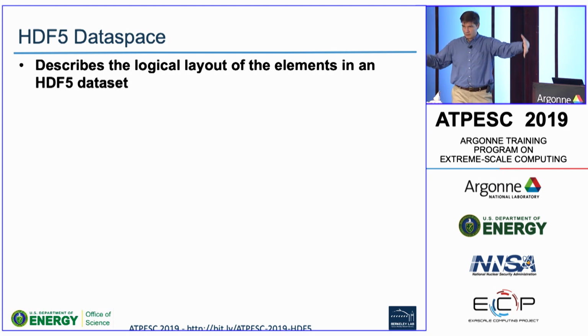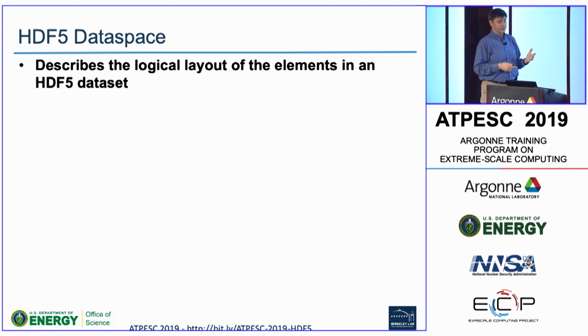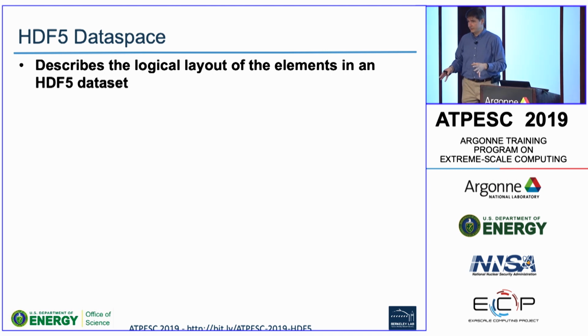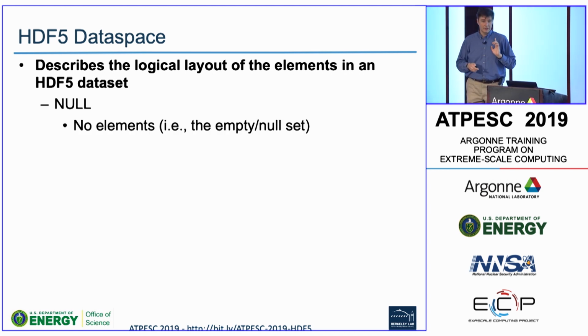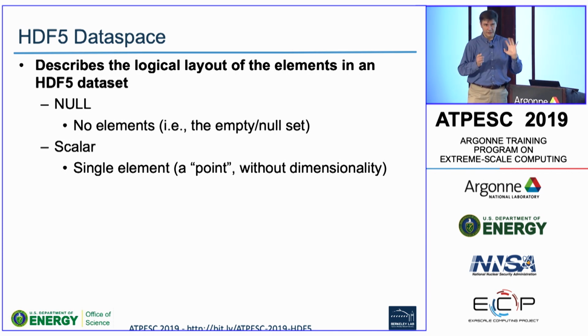Taking that apart, what's this data space idea? It describes the logical layout of the elements in that data set. All HDF5 data sets are fundamentally arrays. There are a couple of degenerate forms of that. You can have data spaces that are null, the empty set. Like, I just put this data set here as a placeholder, or maybe I wanted to store an attribute that has a name but no actual value. You can do null data spaces, and you can have scalars, just a single value. You don't need an arrayness to it.